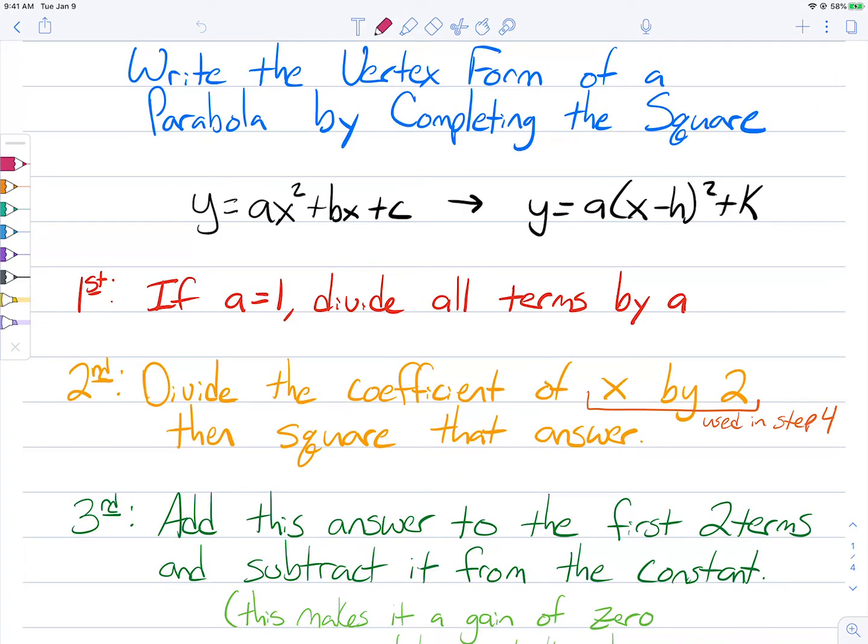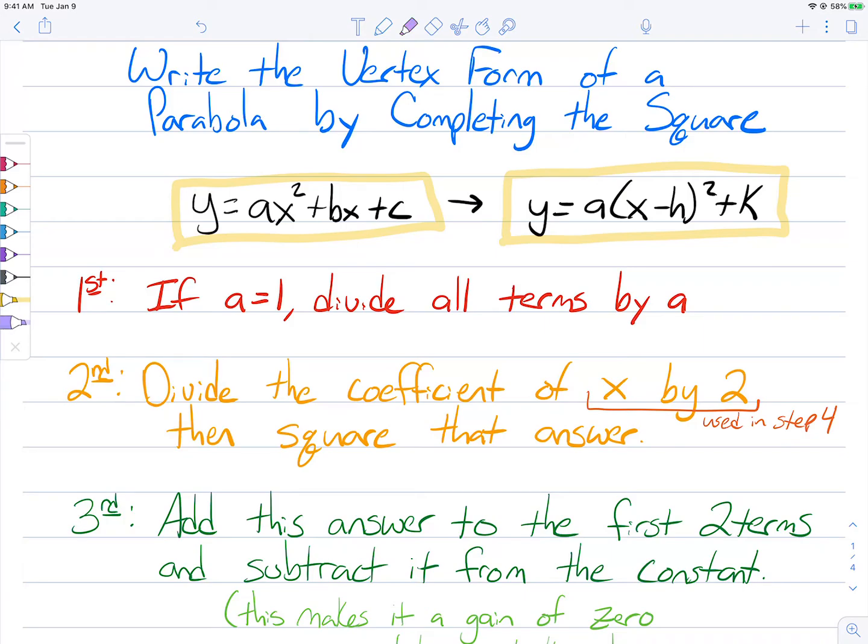Writing the vertex form of a parabola by completing the square. So we're going to use our completing the square skills to actually help us eventually graph a parabola. So what we're going to do is take an equation that is in y equals ax squared plus bx plus c form, and rewrite it in our vertex form, y equals a parentheses x minus h squared plus k.